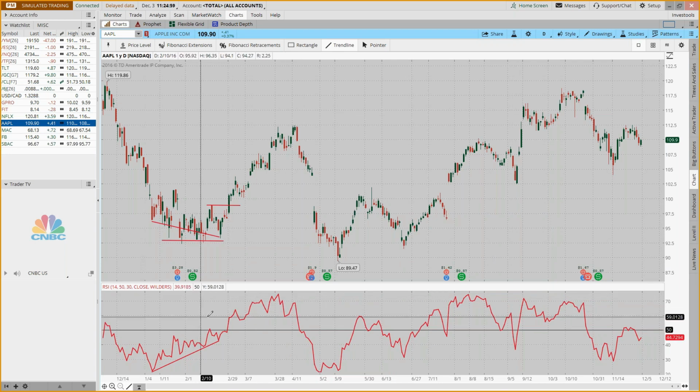Now you can change the setting as well. For some of our strategies, we cut the setting down in half, from 14 to 7, because we want a lot more crosses to identify more setups. Okay, but the 14 works well as well.